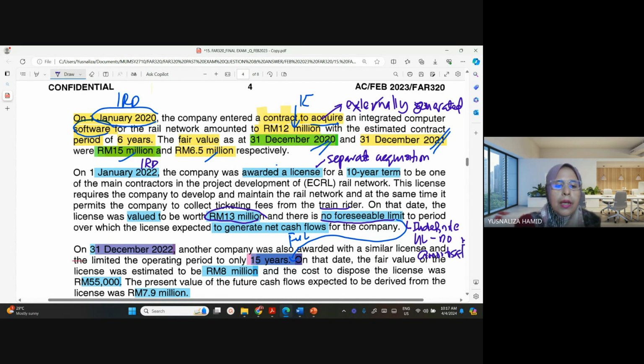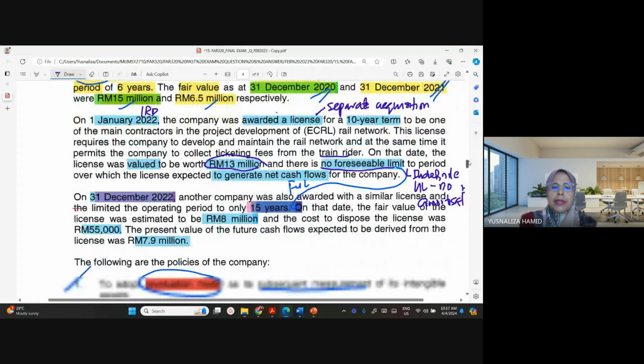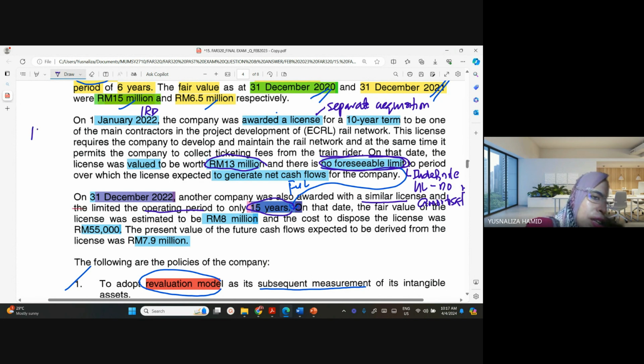All right. However, after a year, you were informed that another company was also awarded a license. Another company, your rival maybe, was awarded a similar license. Before this, you monopolized it, but now there is another company. Because another company was awarded a license, the operating period of the license given to you, which previously had no foreseeable limit, is now limited to 15 years. So there was a change from indefinite useful life to finite useful life. So there is a change in accounting estimate here.